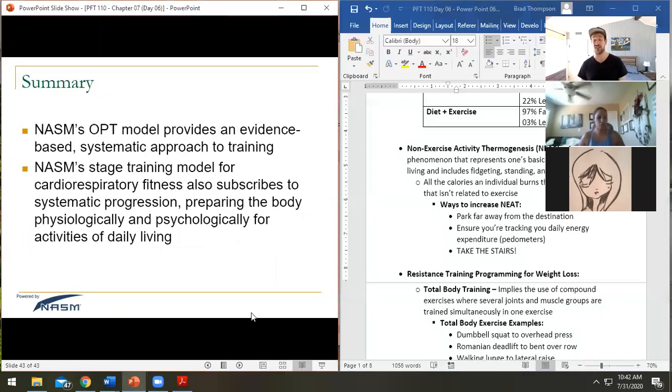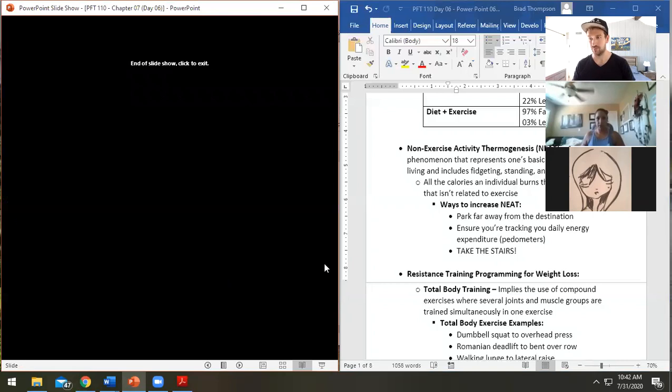So our OPT model is going to help you do that because you can move through different styles of training consistently. Meanwhile, using stage training can also help us do that because, again, you're going to move through different intensities progressively. All right, that'll do it.